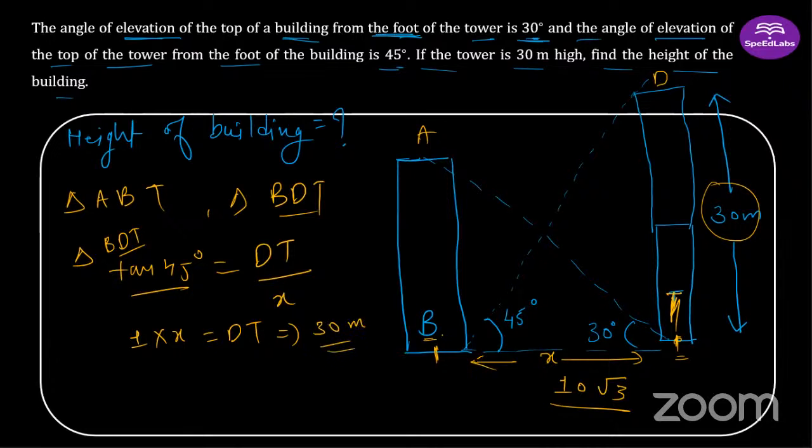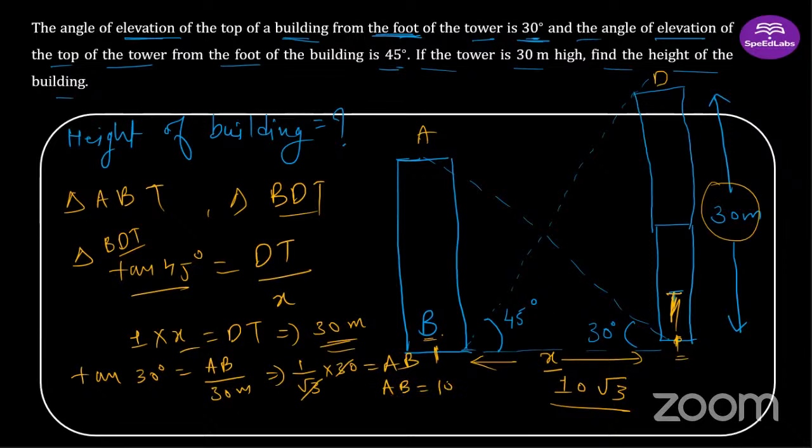Okay. So now once I know this particular distance, I can find this again using the same formula. Using tan 30 degree, that would be equal to AB upon BC. AB upon the value of BC, we have got it as X is equal to 30 meter. Now the value of tan 30 is 1 by root 3. So 1 by root 3 into 30 is equal to AB. Okay, so you people got the exact answer.